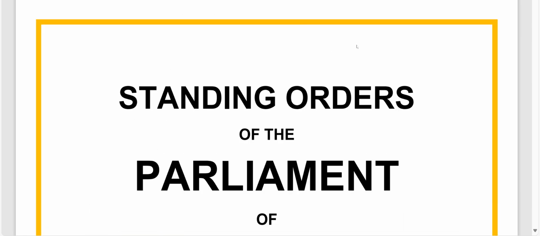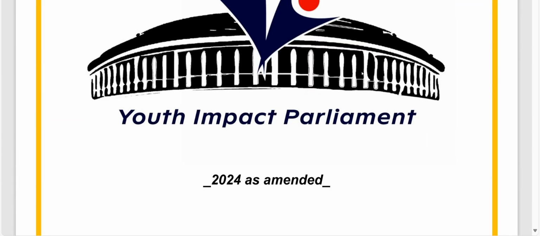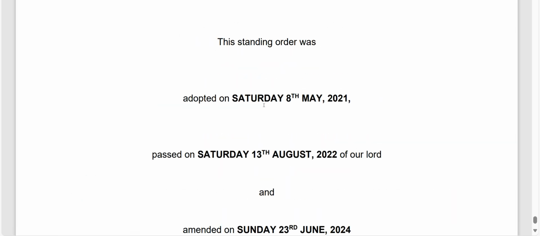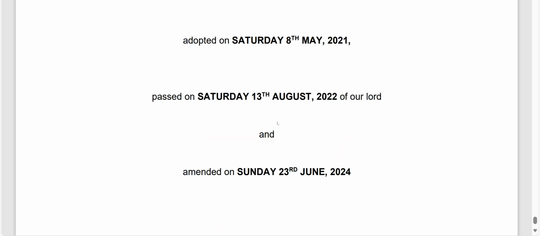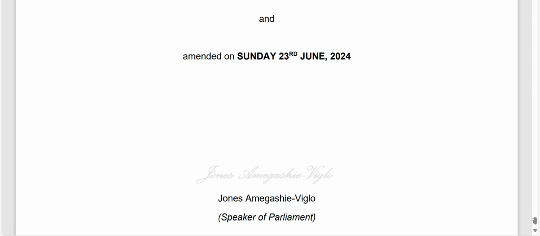So the standing orders of our Parliament is actually 60 pages. And the one that we have here was adopted, I think, some 3 months ago, 2024, as amended. Just to take you through the history of this standing orders, going to the last page. It was first adopted on Saturday, 8th May 2021. Then it was passed on Saturday, 13th August 2022. And then it was amended on Sunday, 23rd June 2024. So that is the history of our standing orders. And all those things were done when I was Speaker of Parliament. That is why my signature is there to append it.